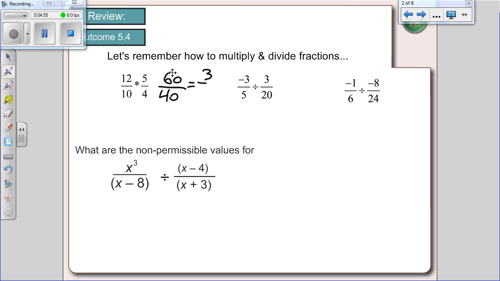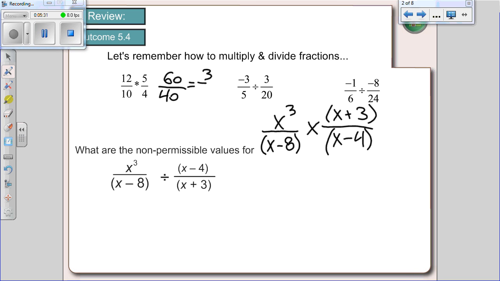Now we have rational expressions, but they're still the same. It's still a fraction divided by a fraction. So you still do the same thing. Kiss and flip it. So now it's going to be x cubed divided by x minus 8 times x plus 3 divided by x minus 4.